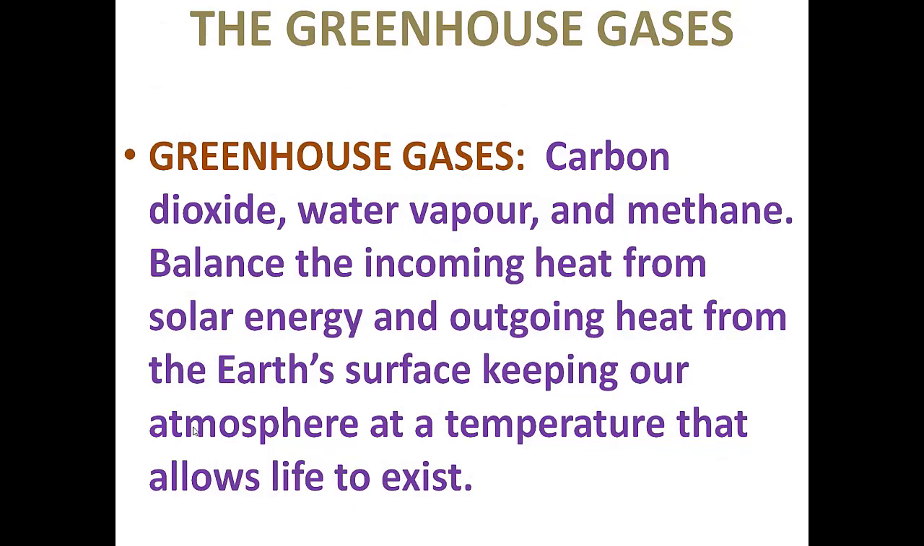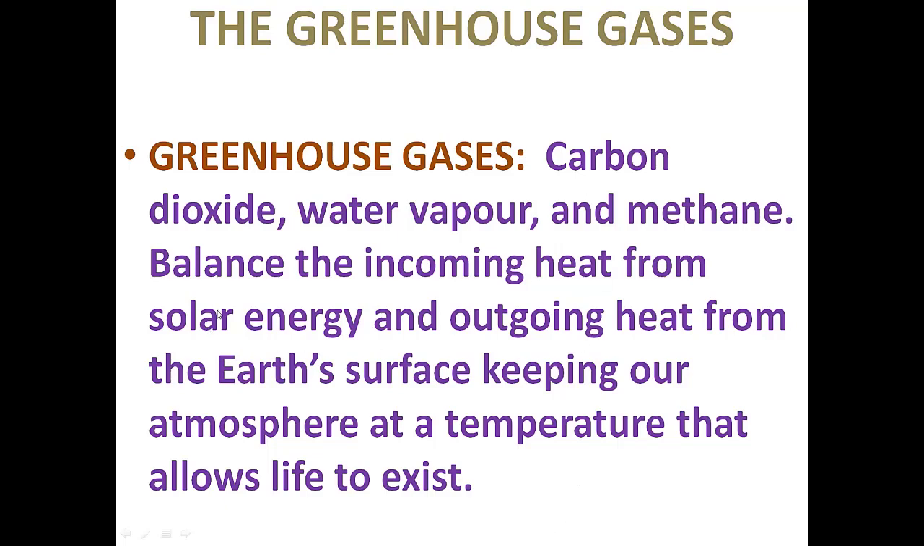Next topic is the greenhouse gases. The greenhouse gases include carbon dioxide, water vapor, and methane. These form a blanket in the atmosphere which maintains the balance between the incoming heat radiation from solar sources and outgoing heat from the Earth's surface. By keeping this balance, it maintains a temperature that suits life.